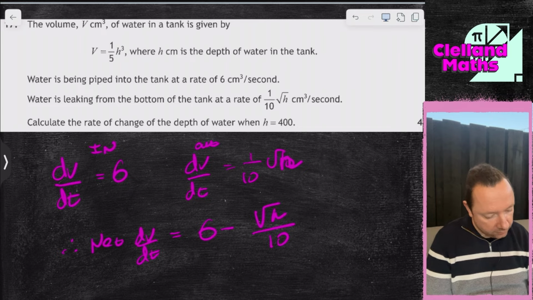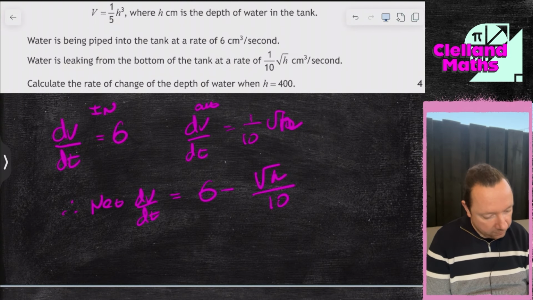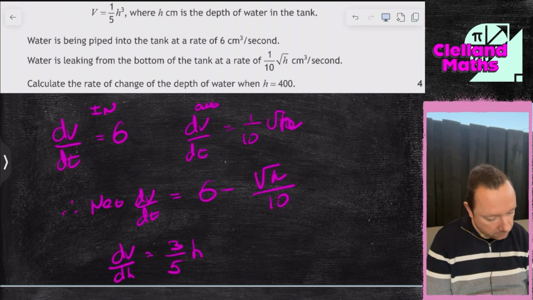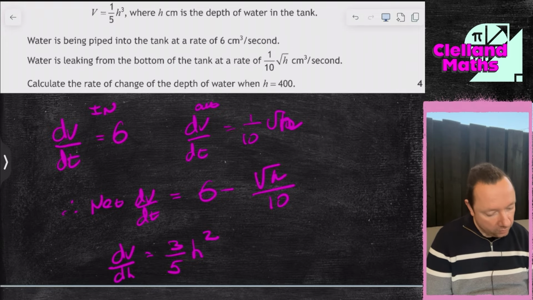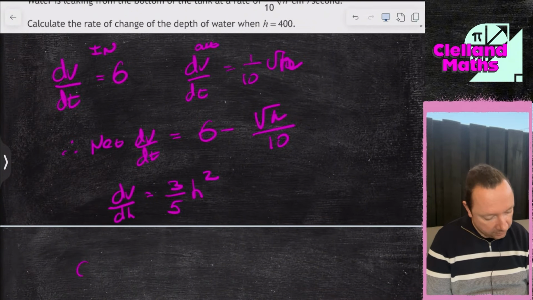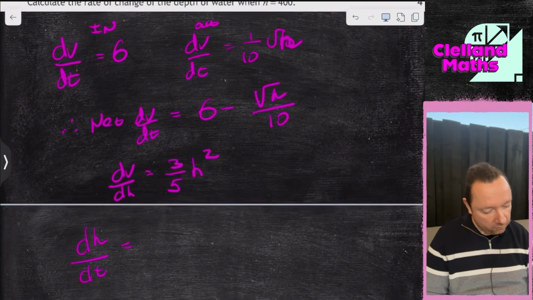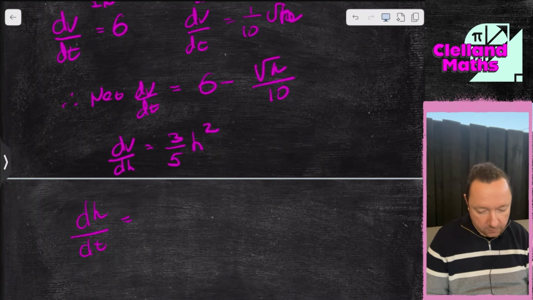It says calculate the rate of change of the depth of water when h is 100. So we know this dV by dt. And we know that V is 1/5 h cubed, so we know dV by dh is 3/5 h squared. So we want to know the rate of change of the depth of water, the height, in other words dh by dt, because rate of change is out of time.